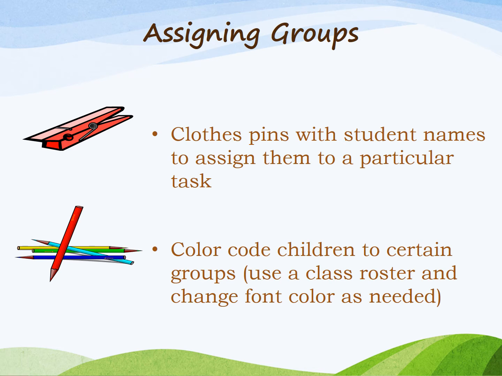One of the most common ways of assigning groups is just using clothespins that have the students' names on them and then clipping them onto a chart with the different stations or groups or activities that you want kids to do. Another way is to just use a copy of the class roster and change the font color so that kids' names are color-coded for the group that they'll be in. Then kids can quickly find their name and their color when you show the list. For example, if you project it on the smartboard, it's really easy for you to change the groups because you can easily change the font on the roster.